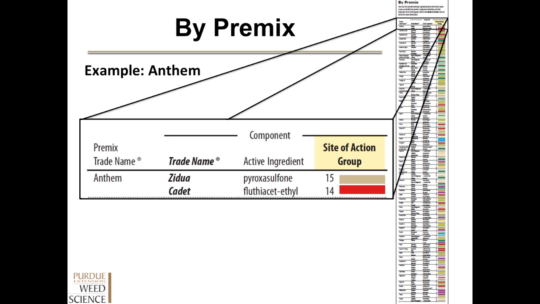So this chart is fairly straightforward in the way it's organized. Again, those trade names are in alphabetical order, and they break down the components for you. If you're ready to use this, the way we want you to use it is, you just look up your bi-premix, go across, find your site of action groups, and write down those groups.